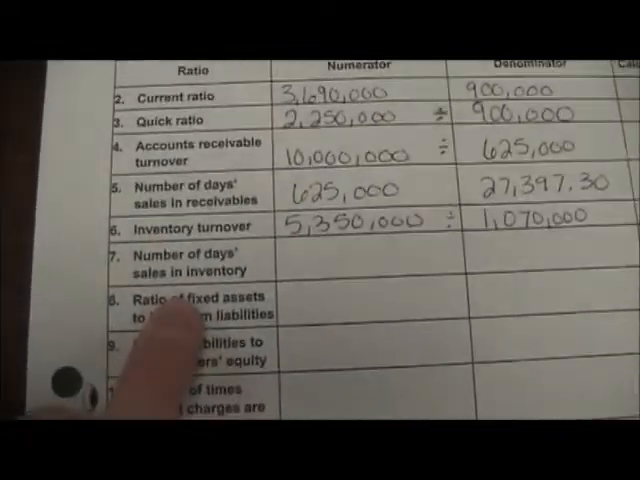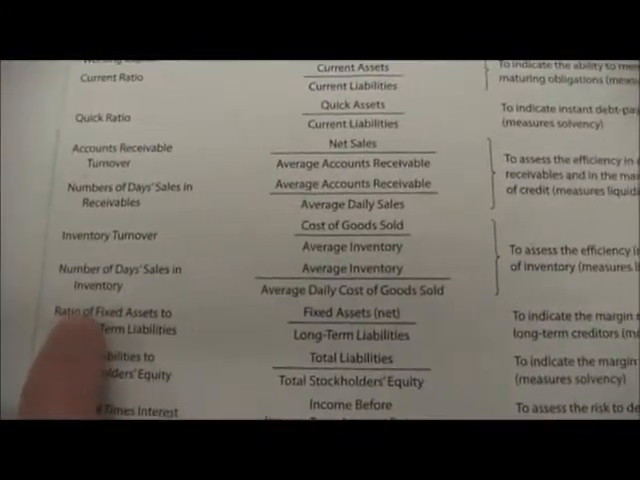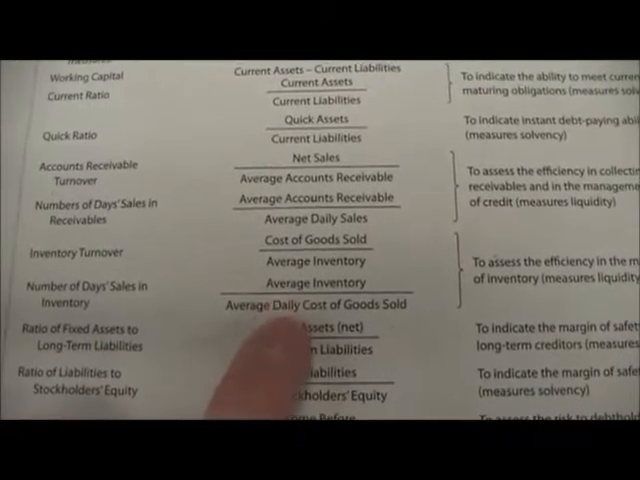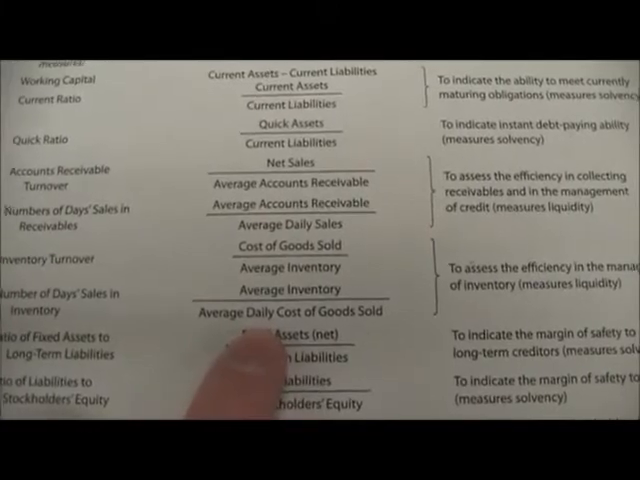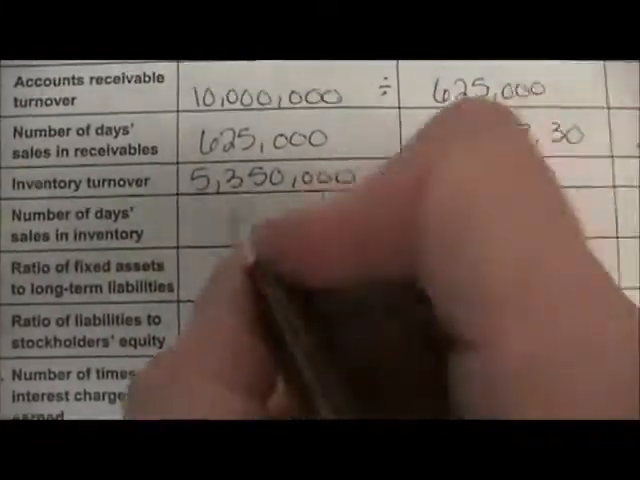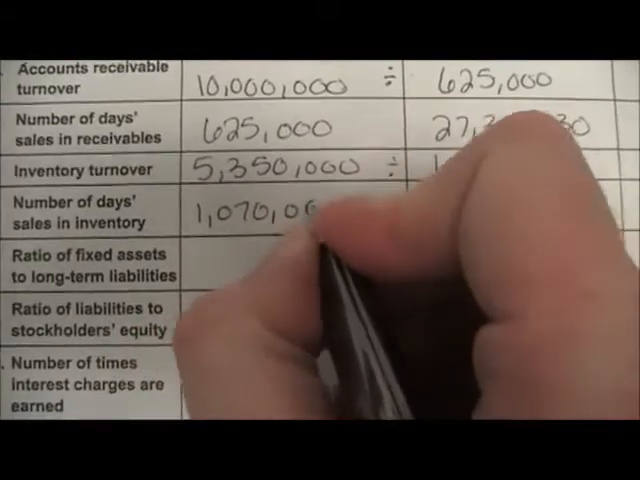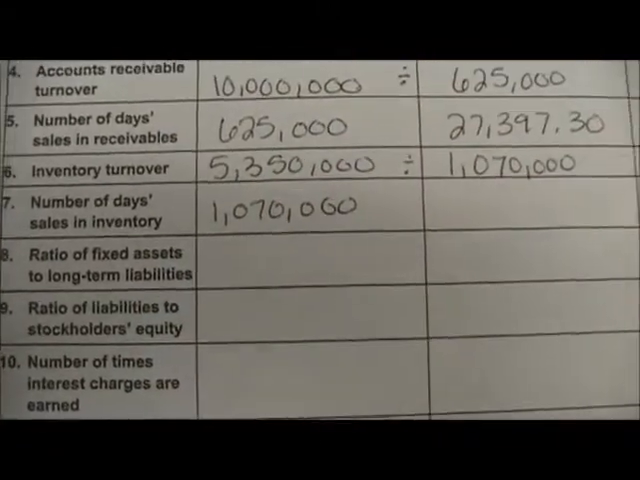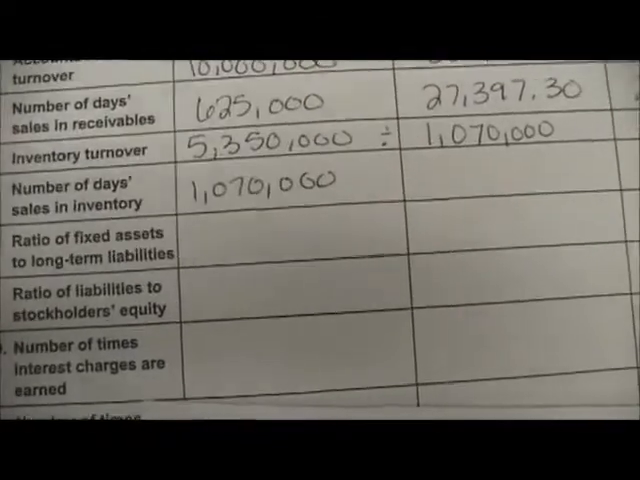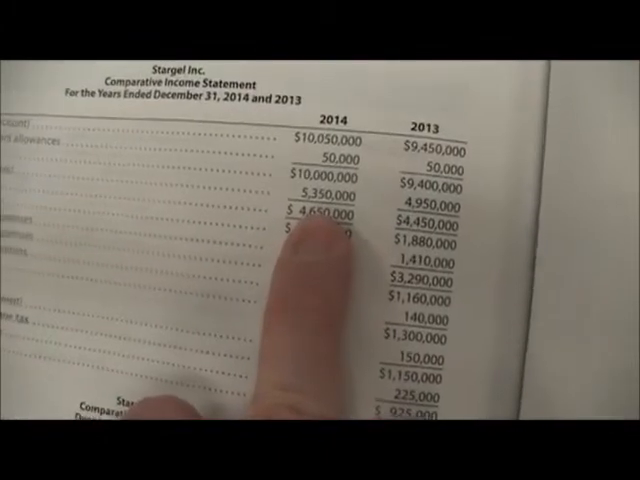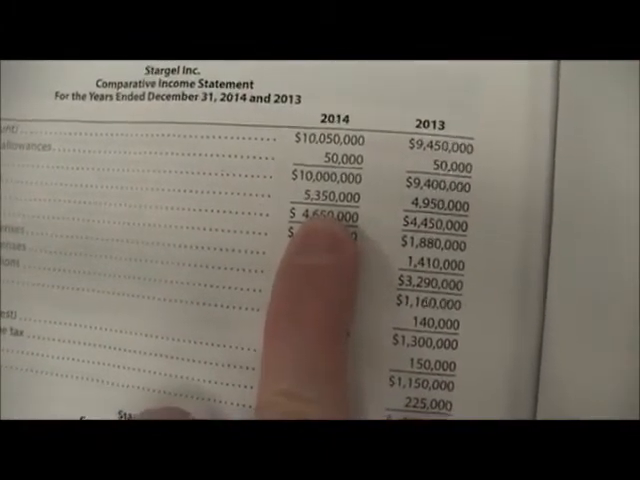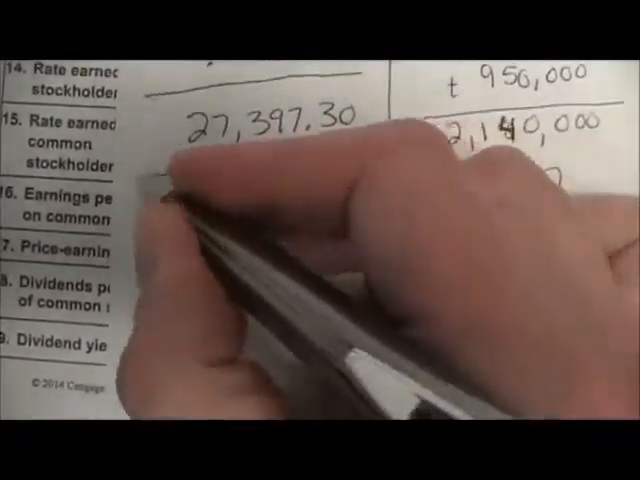Number 7 is number of days sales in inventory. So I look at my note sheet and it tells me that number of days sales is my average inventory, which I just calculated, divided by my average daily cost of goods sold. Well, we know that our average inventory is $1,070,000. We just calculated that. Now we need to find our average daily cost of goods sold. So we're going to come back to our income statement. My cost of goods sold was $5,350,000.